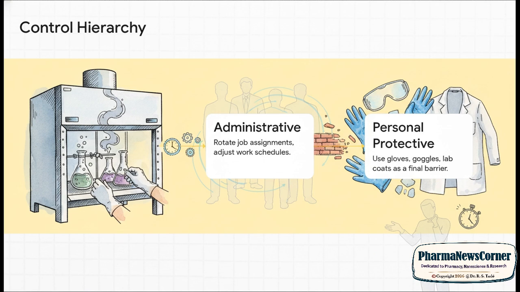Why is it last? Because it depends entirely on you doing everything perfectly. A fume hood is always on, always working. But gloves, they only work if you pick the right ones, put them on correctly, and never ever mess up.